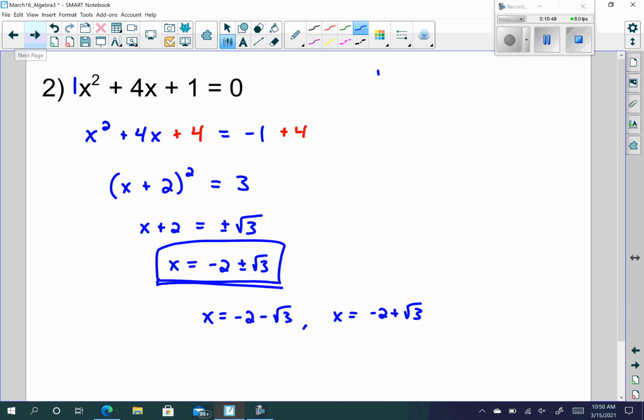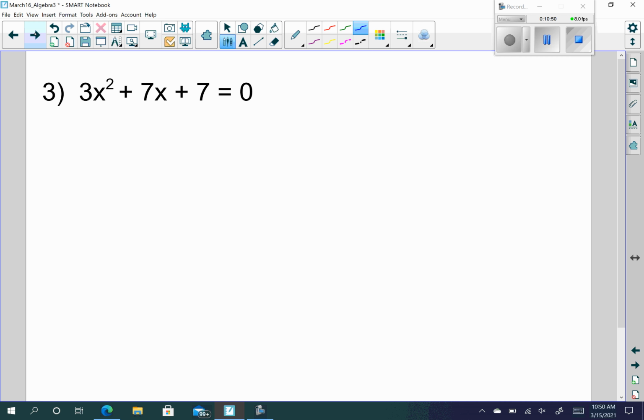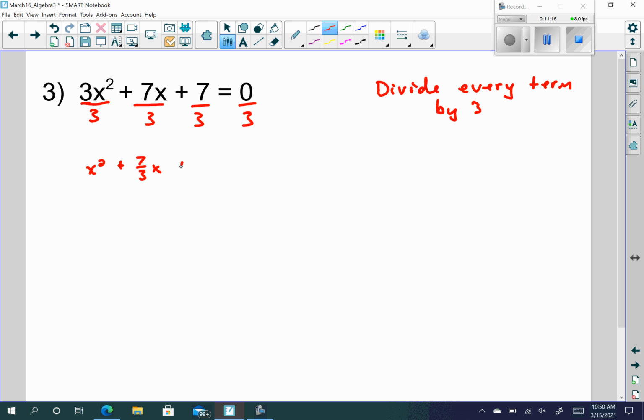All right, now in number 3, notice our leading coefficient is 3. We want it to be a 1. So in that case, to make it a 1, we want to divide every term by 3. Now we will work with fractions, unfortunately, and this is the downside to completing the square. It's not always pleasant. So we're going to start with x squared plus 7/3 x plus 7/3 equals 0. I'm going to move the last 7/3 to the other side, leave a little bit of space.